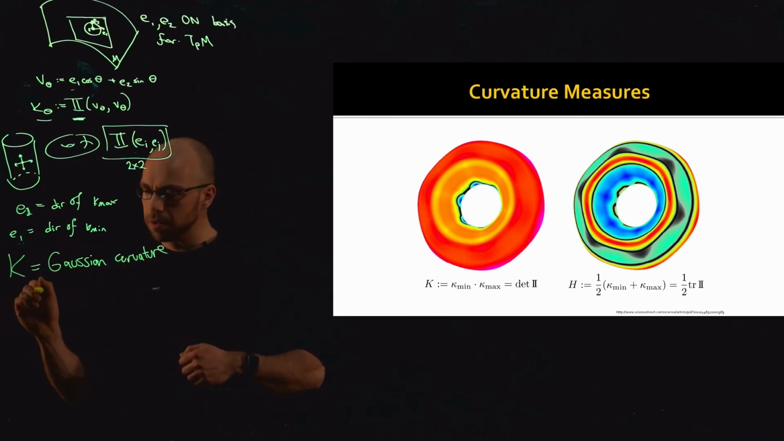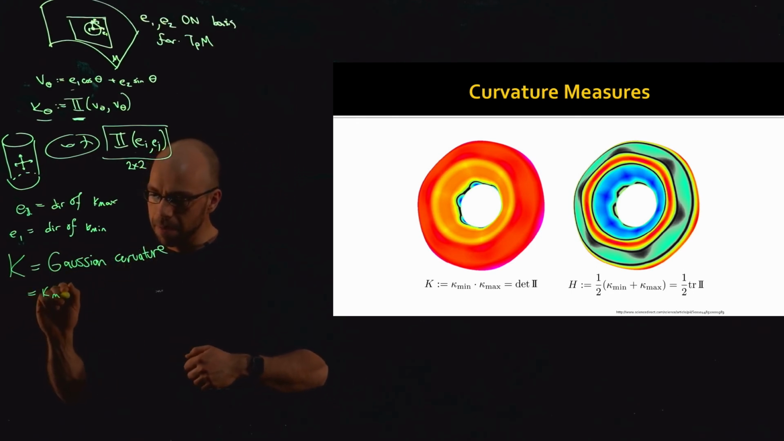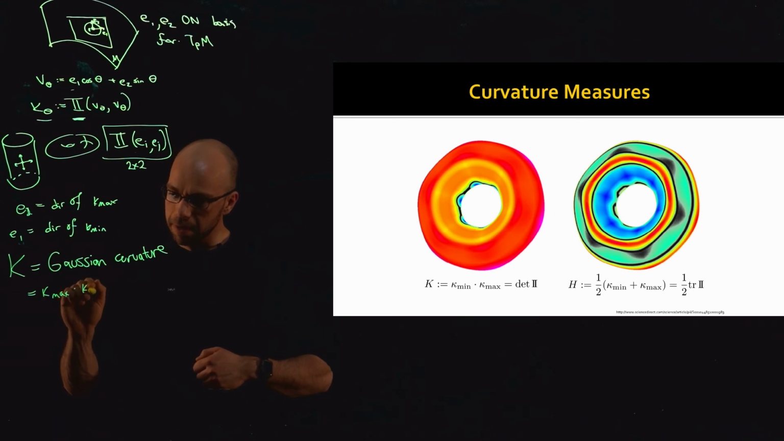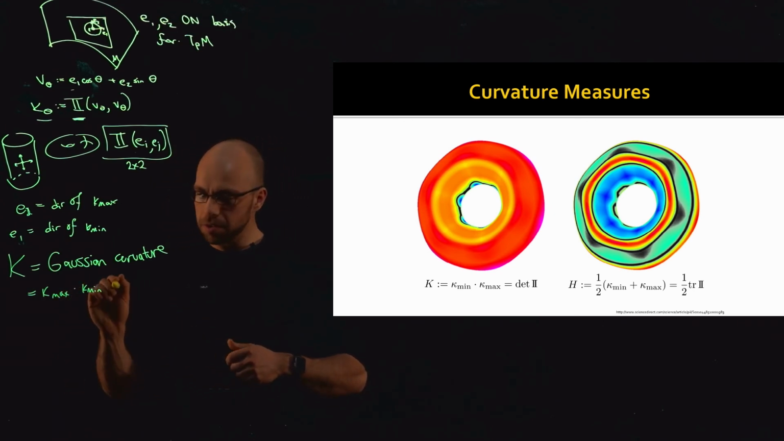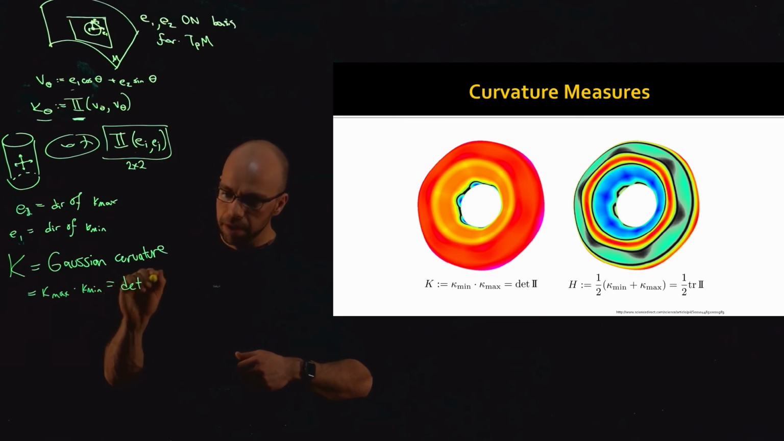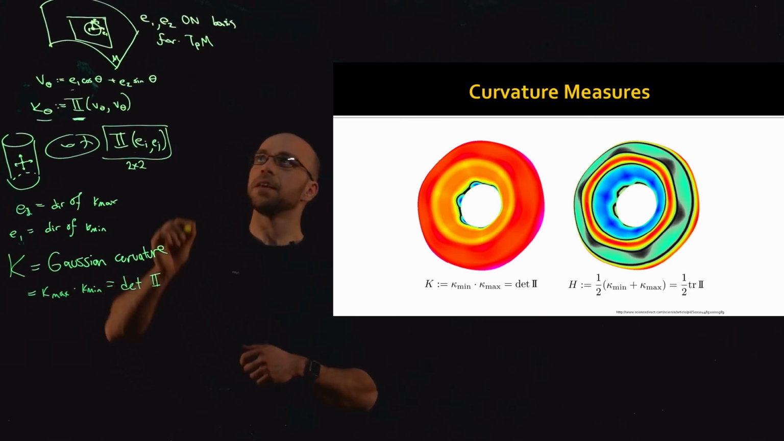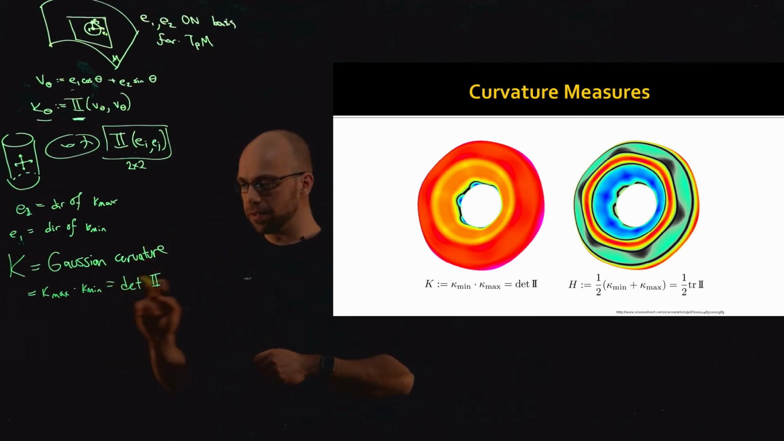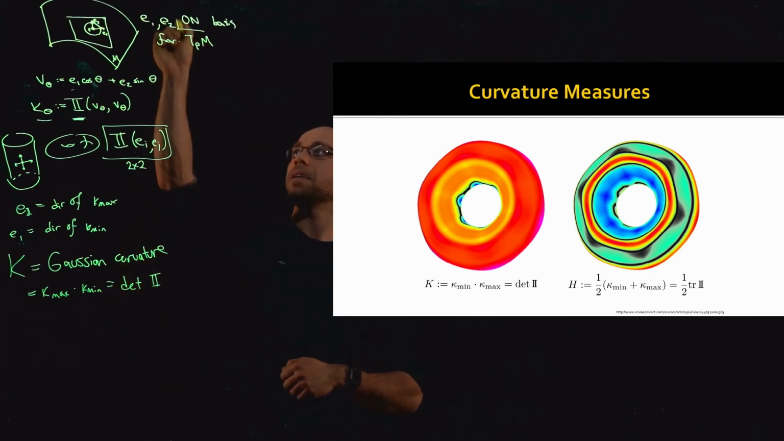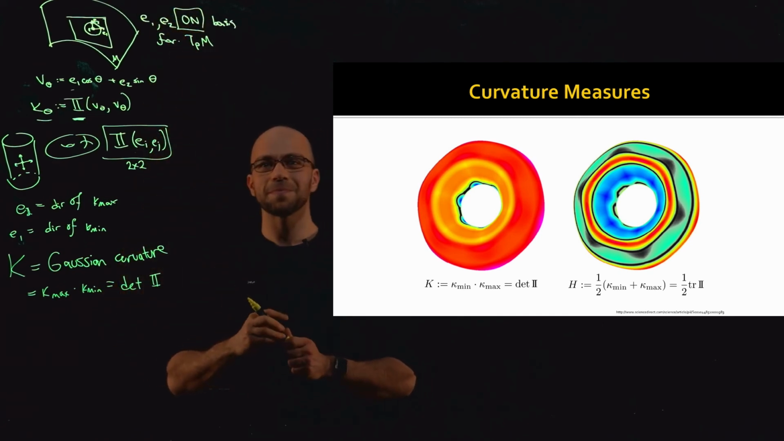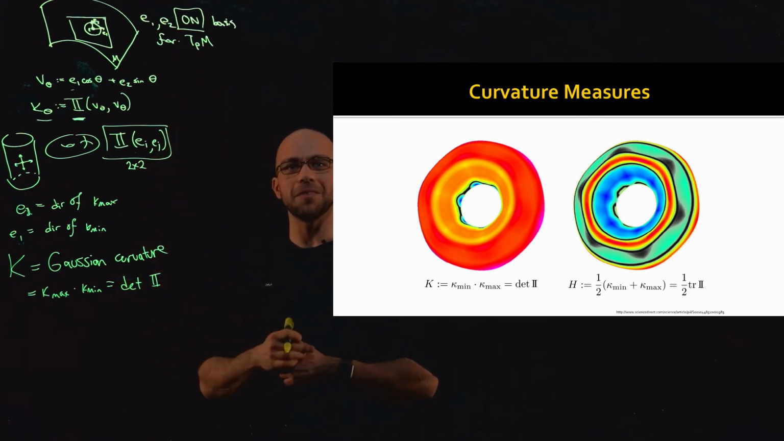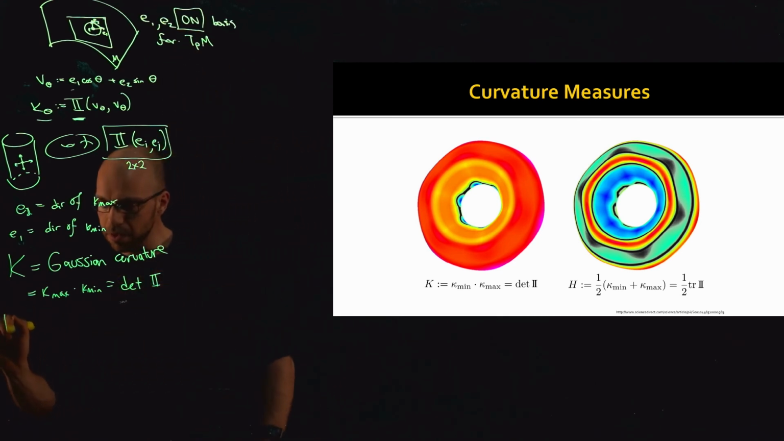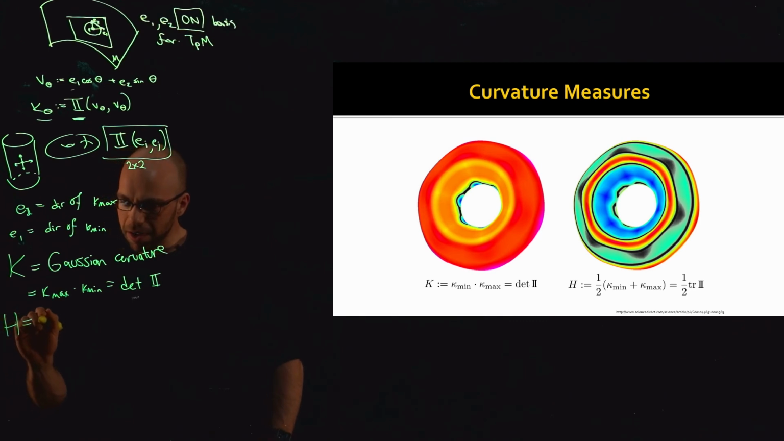And it's equal to the product of kappa max times kappa min, or equivalently, it's equal to the determinant of the second fundamental form. One really critical assumption when I define determinant is to make sure that my basis is orthonormal. One thing you can check is that for any orthonormal basis, I'll get the same determinant for this matrix here. And then we've got H, which is called the mean curvature.